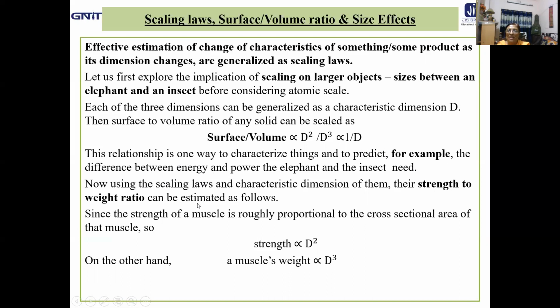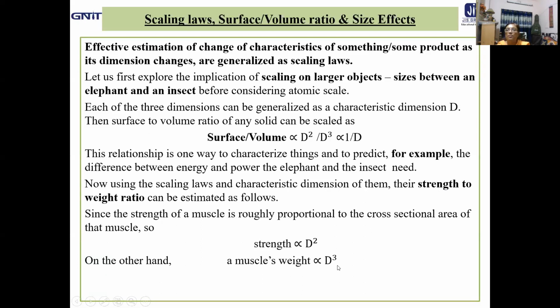Let us estimate it as follows. So, using the scaling law and the characteristic dimension, now let us estimate the strength to weight ratio of the elephant and the insect. Now, the strength of a muscle is roughly proportional to the cross-sectional area of the muscle. So, strength is proportional to d squared. On the other hand, a muscle's weight is proportional to d cubed.